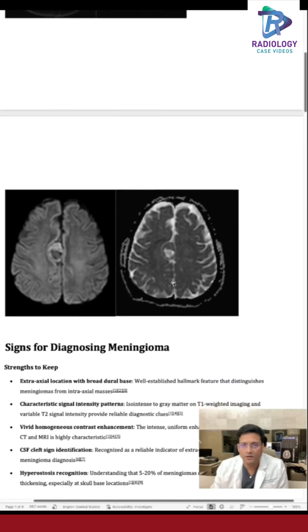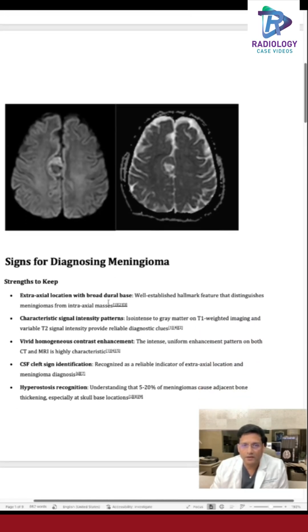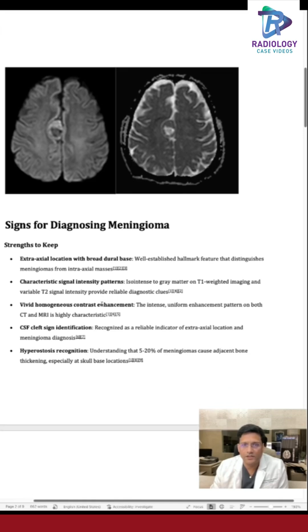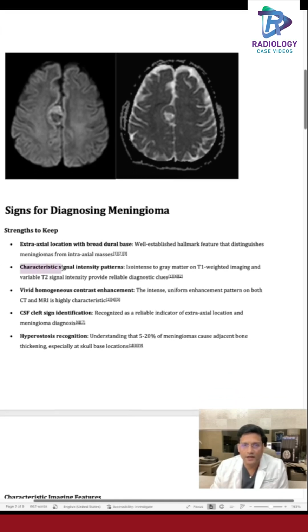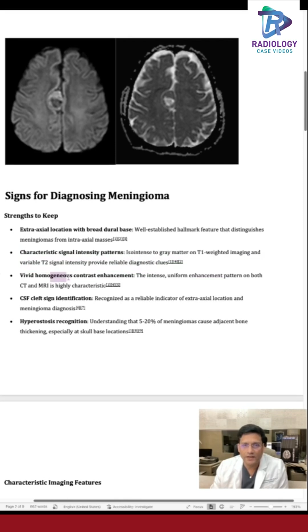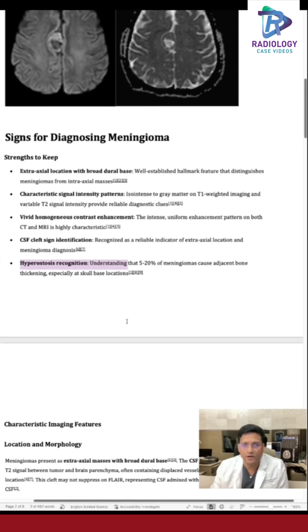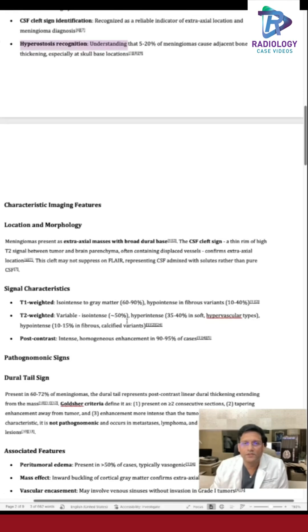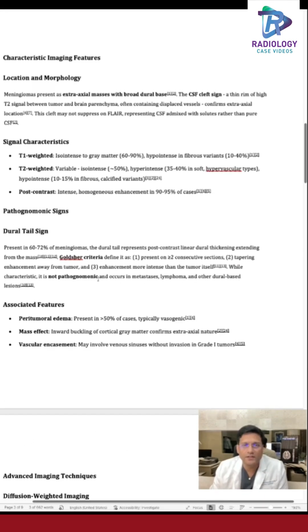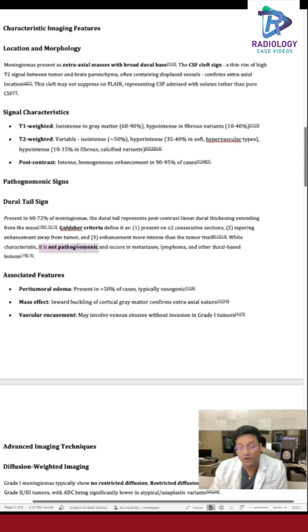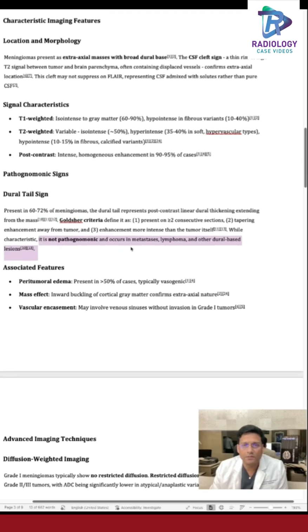In this case, there was no diffusion restriction. ADC is normal. So: an extra-axial, broad-based or dural-based lesion with characteristic signal intensity patterns, vivid homogeneous enhancement, and CSF cleft sign identification. In this case hyperostosis is not relevant, but normally if it is on the convexity, you have to look for it. The dural tail sign can be seen in around 60 to 72% of individuals. What I want to tell you is that it's not pathognomonic, because it's seen in only 72% of individuals. It also can be seen in metastasis and lymphoma, other dural-based lesions.